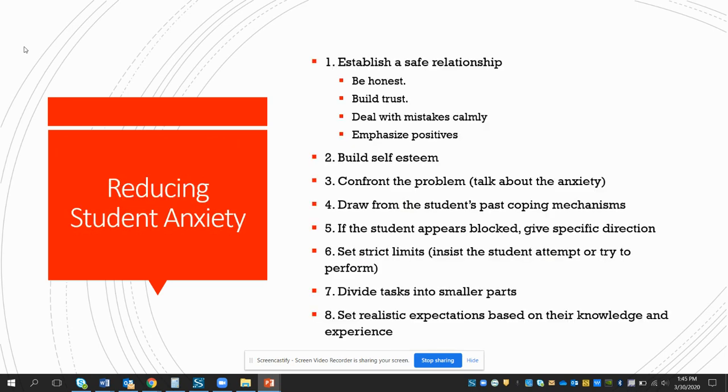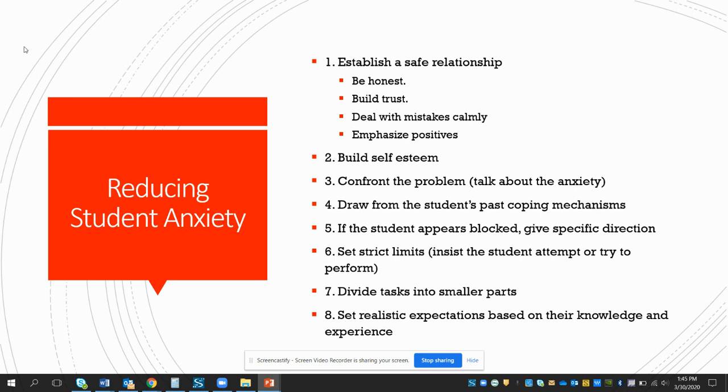Some ways that we can help reduce the student's anxiety in a clinical setting: establish a safe relationship. Be honest, build trust with them, deal with mistakes calmly, and emphasize their positives. Let them know what they're doing right. Let them know what they're doing wrong, but in a way that is going to help them build, not make them turn away from you.